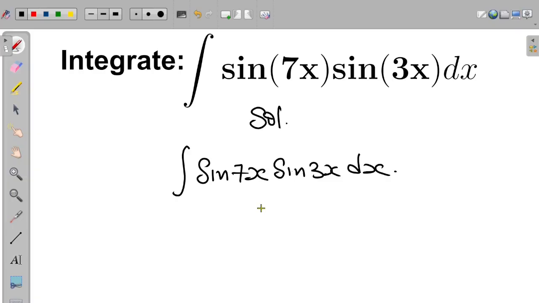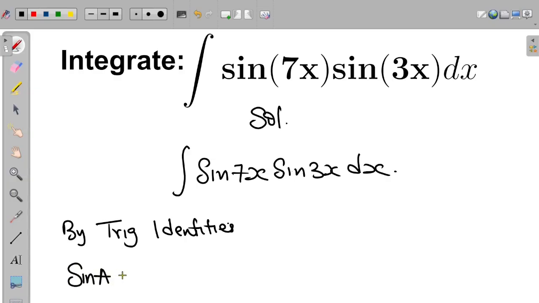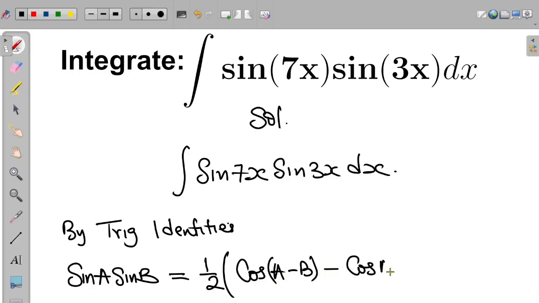Products of sines and cosines are harder to integrate directly, and for us to be able to integrate this, we have to recall the product to sum identity. Now, recall that by trig identity, we have that sine A multiplied by sine B is equal to 1 divided by 2, open a bracket, cos(A minus B) minus cos(A plus B), all enclosed in a bracket.